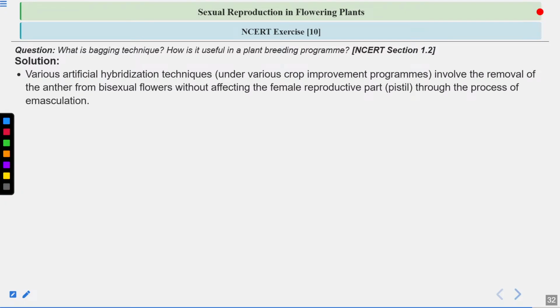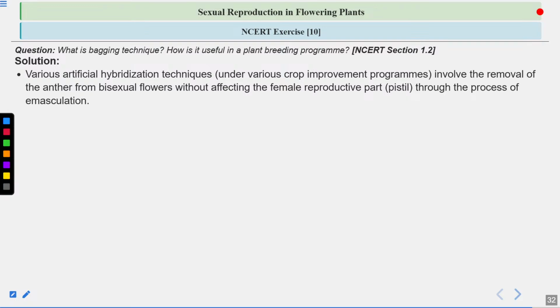Various artificial hybridization techniques under the various crop improvement programs involve the removal of anthers from the bisexual flower without affecting the female reproductive part, the pistil, through the process of emasculation. So if you have a bisexual flower, a flower having the male reproductive organ as well as the female reproductive organ, both present in the same flower, then for the breeding technique you want some particular type of pollen grain to be brought onto this flower which you have selected.